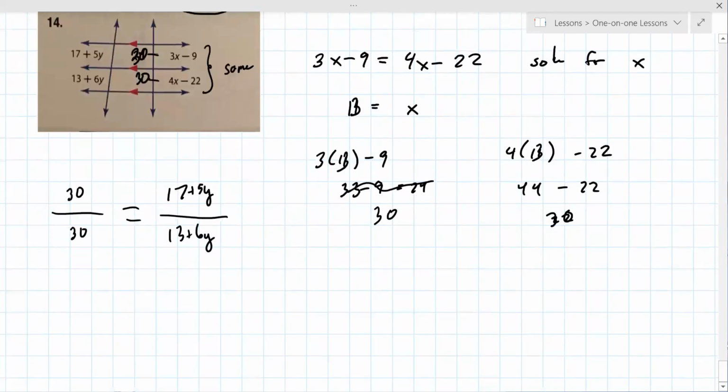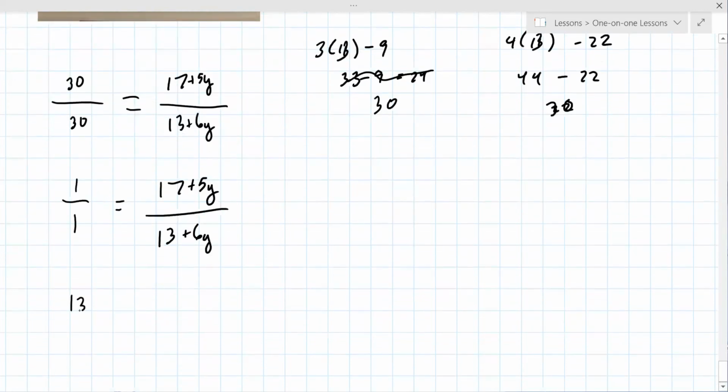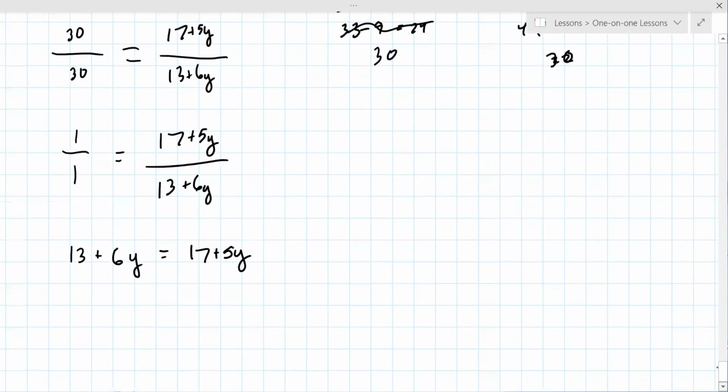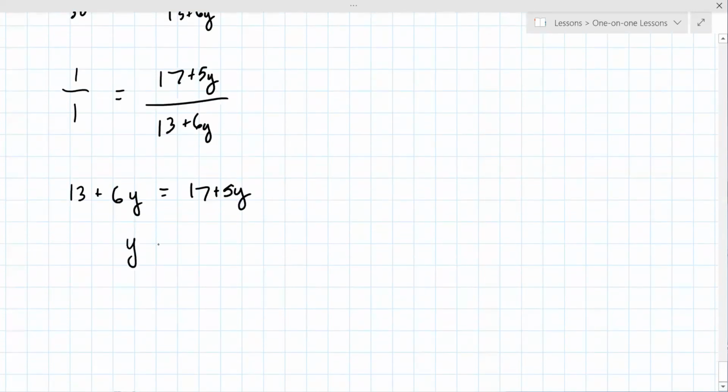I'm guessing. Yeah. Okay. Now this, I haven't mentioned this, but you could simplify this on the left, and this would be a good time to do that. It becomes 1 over 1 equals 17 plus 5y over 13 plus 6y. By simplifying the fraction, when you cross multiply, it's much more straightforward. It just becomes 13 plus 6y equals 17 plus 5y. Subtract 5y over here, you get y equals 4. And actually, you just have to find x and y. You don't have to do anything more than that.